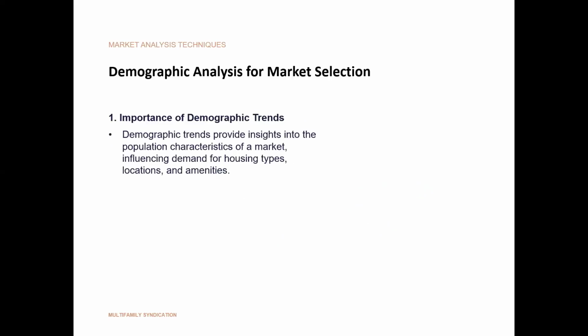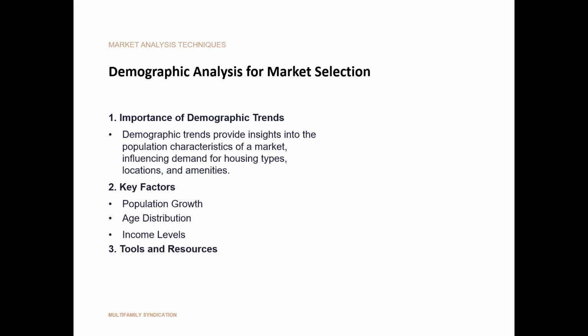Again, the importance of demographic trends, something that I like to boil this down to is net migration. That's what I really want to be looking for. Is the population growing? What's the age distribution? And if people are moving into this area that I'm looking to invest in, what sort of income level are those people? Who's coming in and what can they afford to live in?